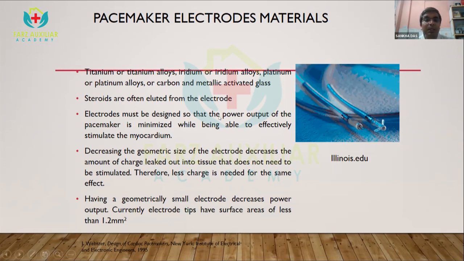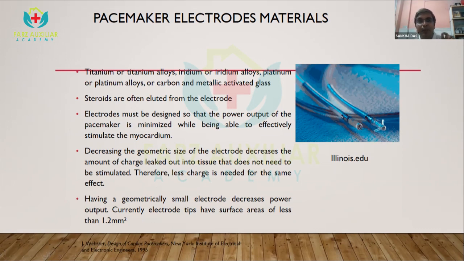The electrodes must be designed so that the power output of the pacemaker is minimized while being able to effectively stimulate the myocardium. So lesser amount of electricity with maximum stimulation of the heart. Decreasing the geometric size of the electrode decreases the amount of charge leaked out into the tissue that does not need to be stimulated. Therefore, less charge is needed for the same effect.